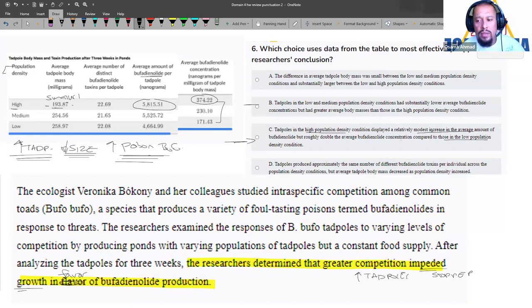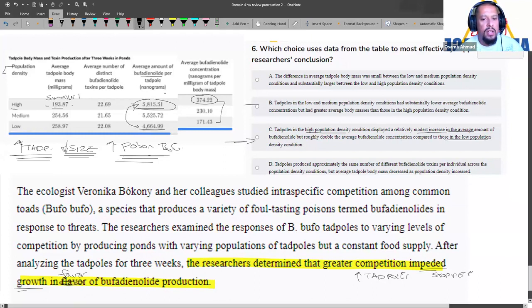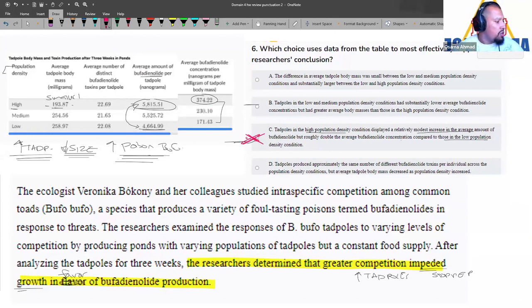Why? It displayed a relatively modest increase in the average amount of bufa. No, it's not a modest increase. See, it's a huge increase between the low and the high. Right? Modest means like it's not too much. So answer C does not support the conclusion, Mr. Muhammad. Answer C does not support the conclusion, okay?